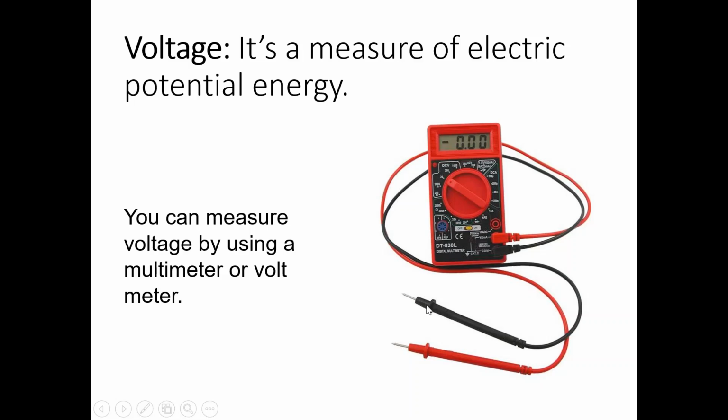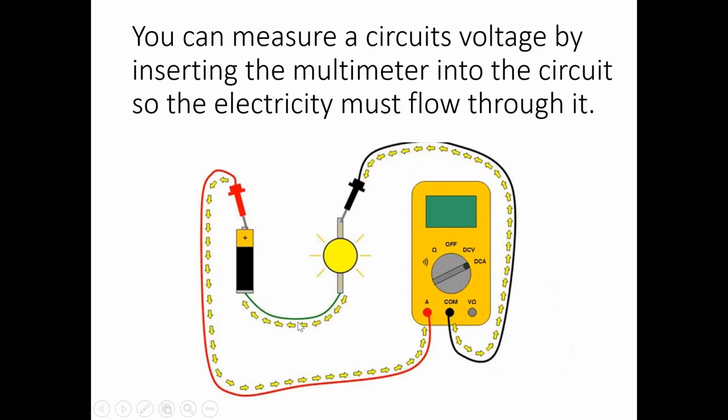And what it does is you touch that to one end of the electricity and this to the other, and it flows through this little apparatus and then back out. And it will let the electricity still keep flowing, and it will measure how much the voltage is. So you can measure circuit voltage by inserting the multimeter into the circuit.